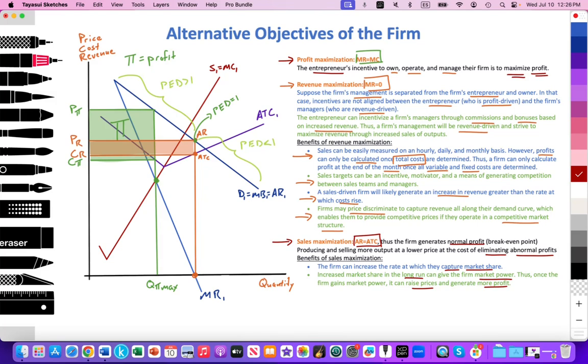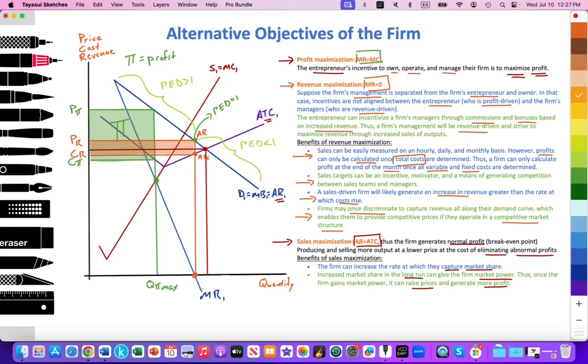So that occurs where AR equals ATC. They're going to produce where they are operating at normal profit. So they've completely sacrificed their abnormal profit. Right? So here's AR, here's ATC. And so we're looking for where they intersect, and they intersect right here, right at that point. So I'm going to draw that. So that gives you more output relative to the other points, but you end up with normal profit. Okay?